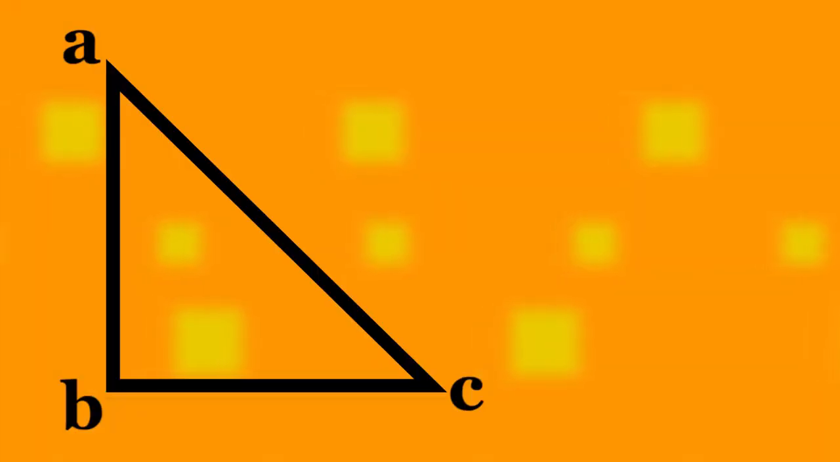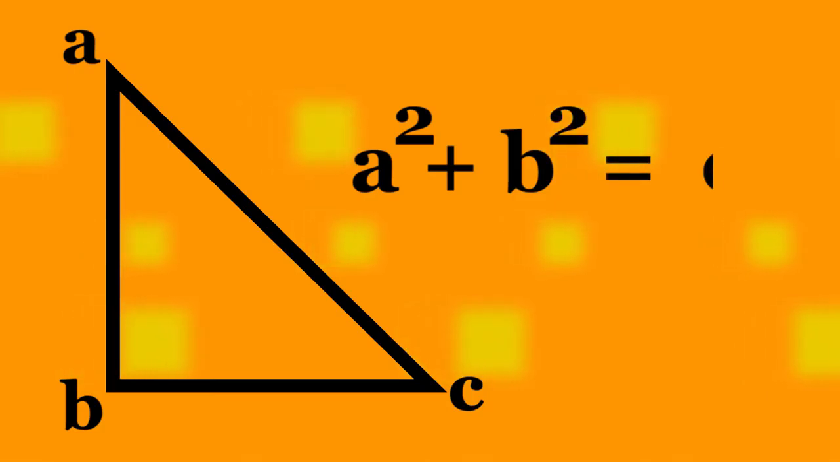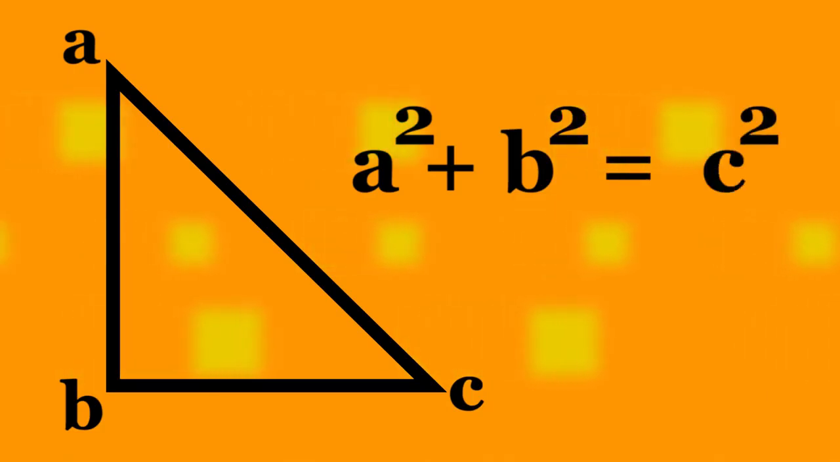The Pythagorean theorem states that the sum of the squares of the legs of a right triangle, that is a square plus b square, is the same as the square of its hypotenuse, that is c square. Now let's see where we are actually using it in real life.